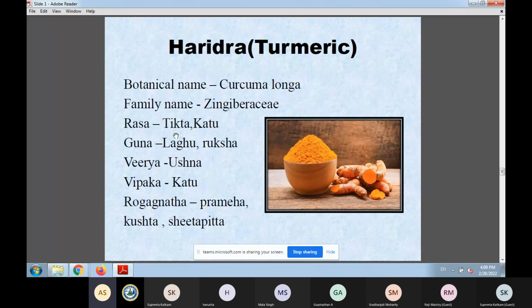Ma'am, ashwagandha for which dosha? Ashwagandha is basically for Vata. Vata dosha.